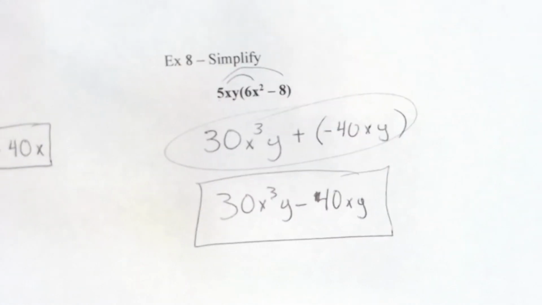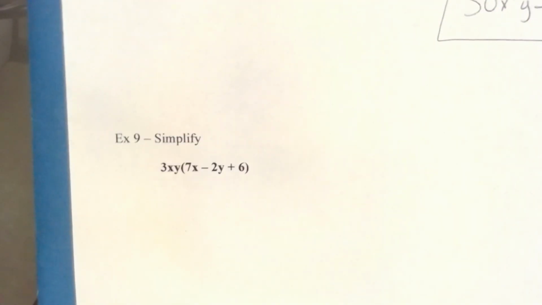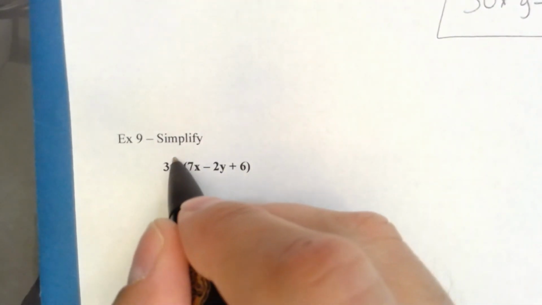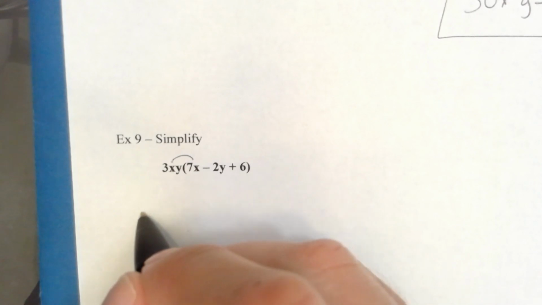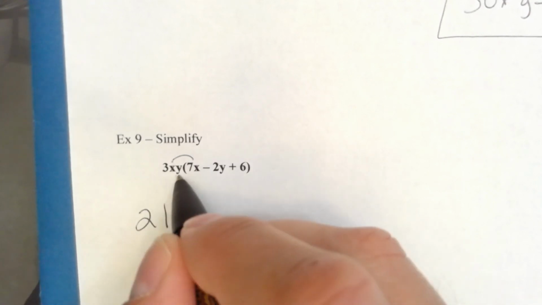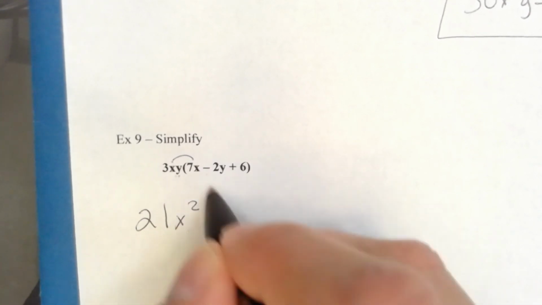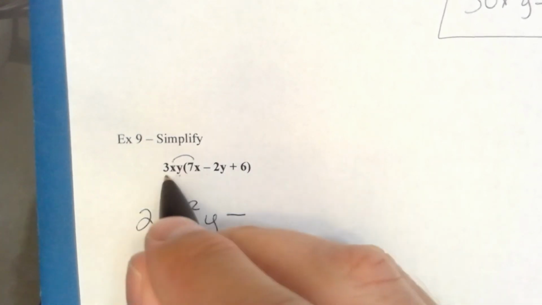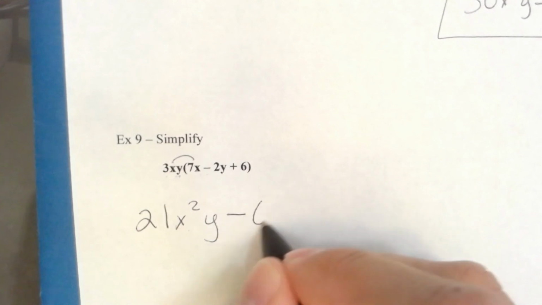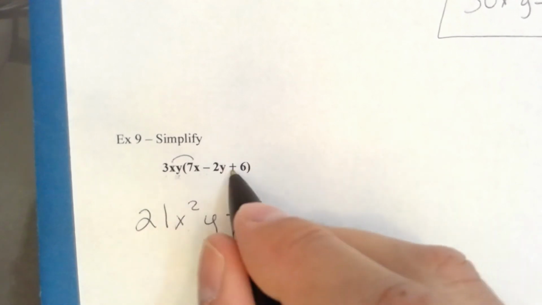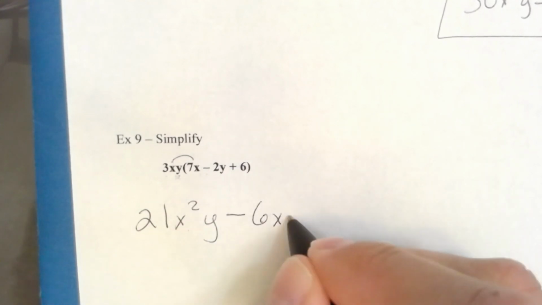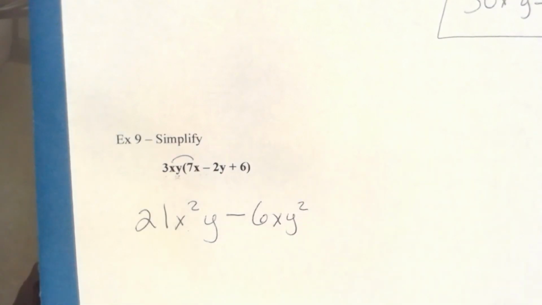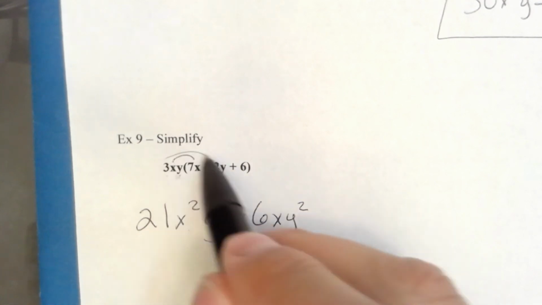Okay, and one last problem. Let's shortcut this one. 3 times 7, there's 21. x times x, x squared. No more y's, so that jumps right in. We can do minus, because 3 times negative 2 is negative 6. xy times the y, well, the x stays the same, but y goes squared, because it's y times y. And so that one's done.